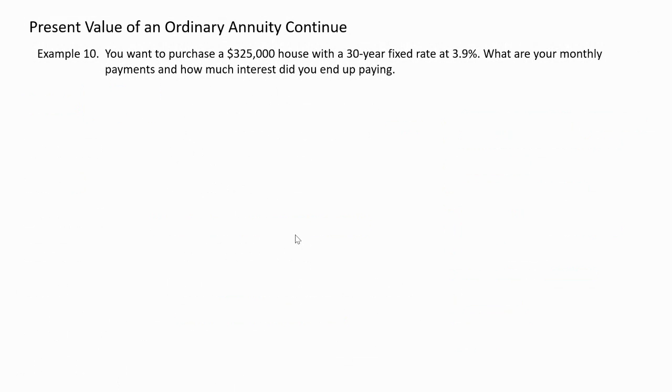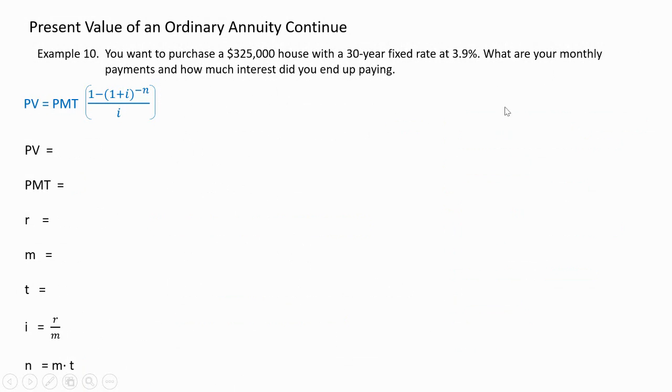What are your monthly payments and how much interest did you end up paying? Okay, so let's see this scenario here. Again, we're looking for the monthly payments. The present value that you want to borrow from the bank, or that you qualify for, is $325,000. The interest rate is 3.9%, which will be 0.039. And again, the M will always be 12. The T is going to be 30 years.